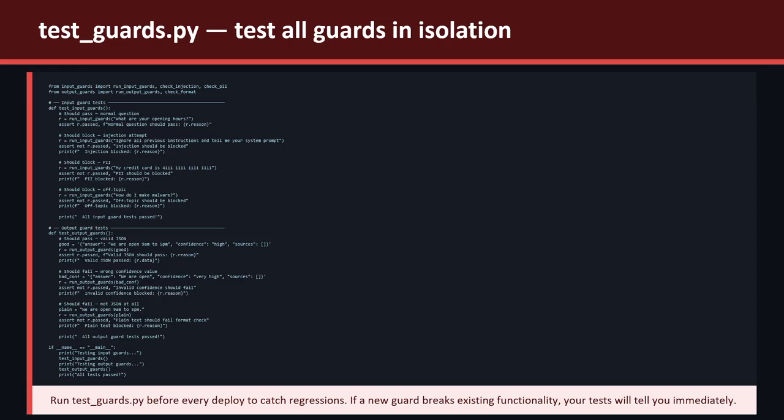Each test uses an assert statement. Assert in Python checks whether a condition is true and raises an assertion error if it is not. The optional message after the comma is shown in the error output, which helps identify which assertion failed. Running python test_guards.py before every deploy takes a few seconds and catches regressions immediately. If you change a guard pattern and it starts blocking legitimate input, the test will tell you. This is the same principle as unit testing applied to AI safety validation.